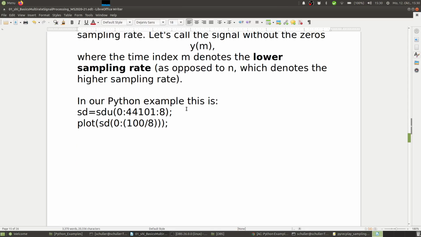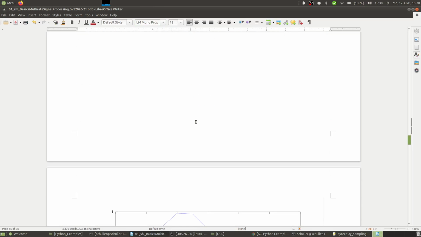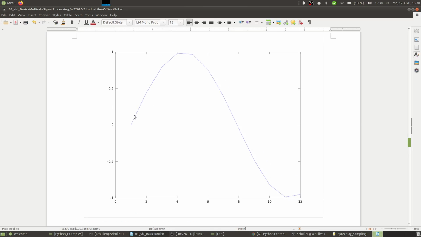So in our Python example, it would be like this, right? Again, you use the indexing trick. So I give it a slightly different font. And here's what you get, right? So basically, when you drop the zeros, it looks very smooth again because the plot function connects the samples with each other.